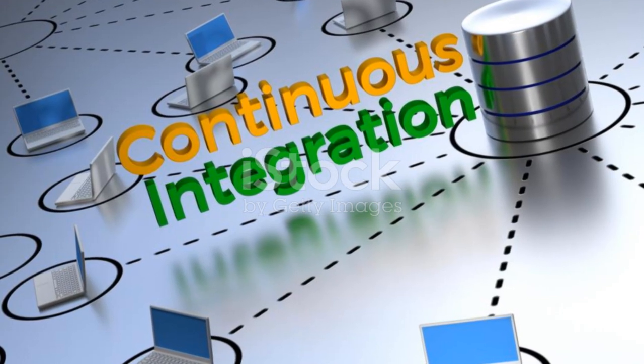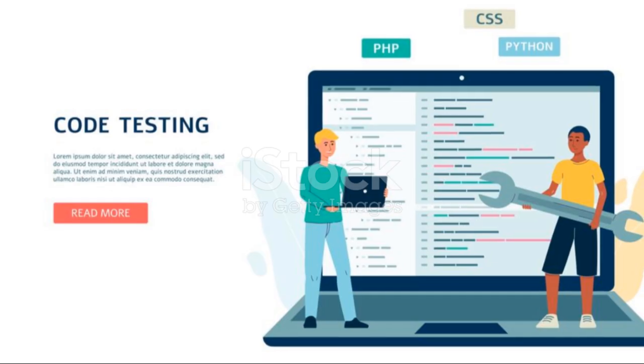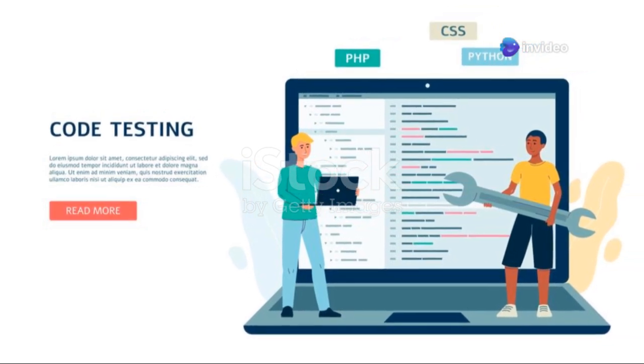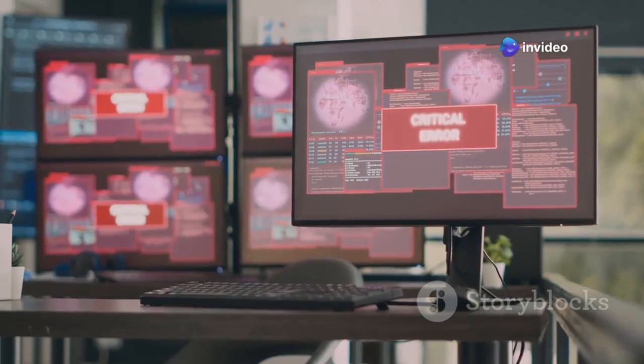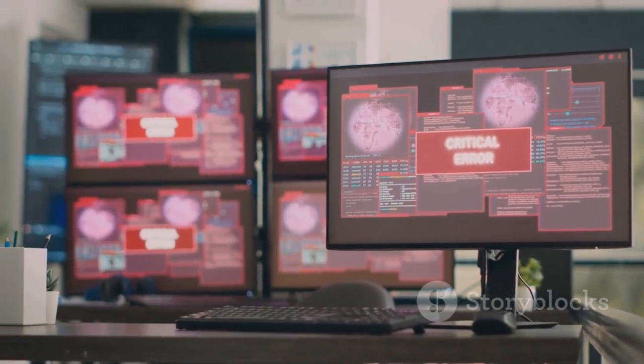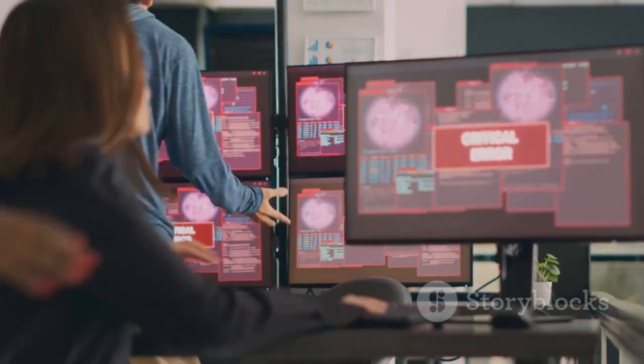3. Unit tests. Automated unit tests are executed to verify the functionality of individual code modules. These tests are designed to ensure that each part of the code works as intended and to catch errors early in the development cycle. By identifying issues at this stage, developers can address them before they become more significant problems.